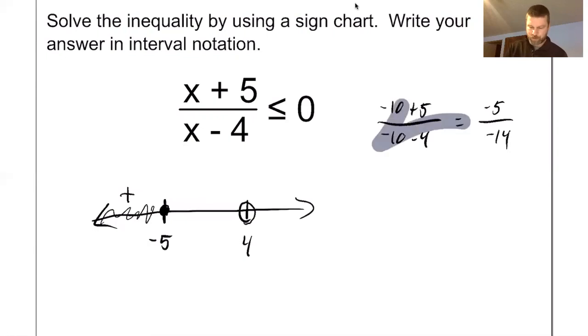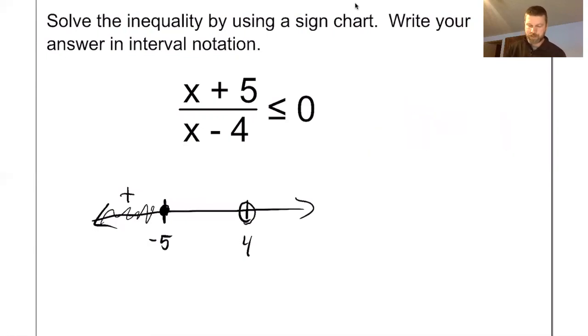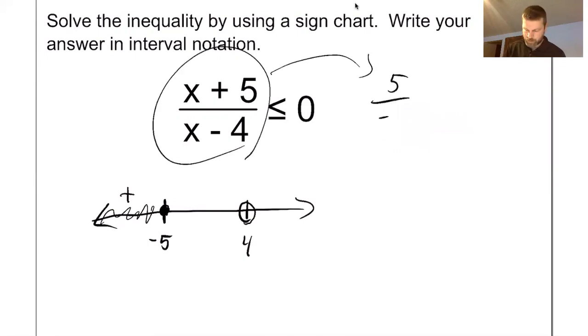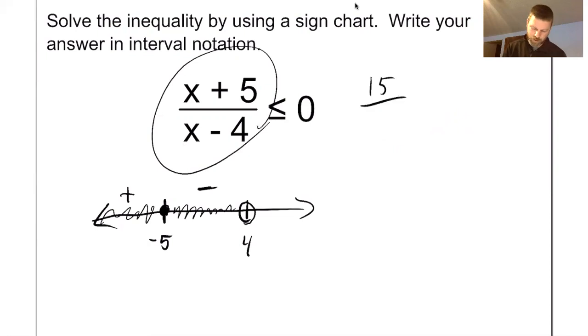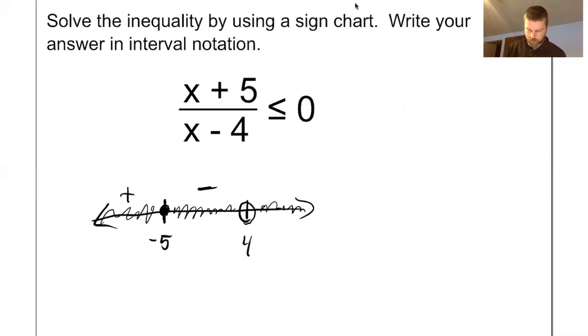I can also test something in that interval. Something between negative 5 and 4, I go to the easy one, 0. 0 is between those. Let's plug 0 into this equation. If I plug a 0 in, I'll have 5 over negative 4, which is a negative number. That means all of these values between negative 5 and 4 are negative values. After 4, plug something in bigger than 4, like, I don't know, 10. If I plug a 10 in, I'll have 15 over 10 minus 4, which is 6. That's a positive number. So all of these x's more than 4 are going to lead me to a positive result.